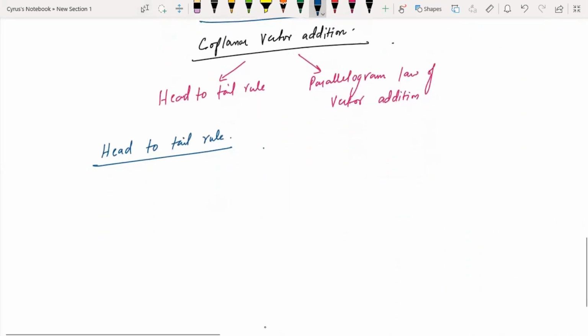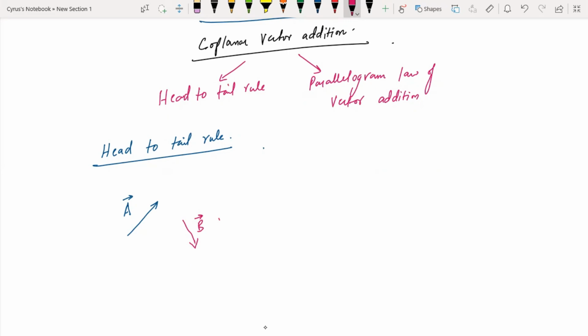I have a vector which is vector A like this, and I have another vector which is vector B, which is somewhere like this. Now what I have to find is the resultant of these two vectors. I mean, if I have two forces, one force is going in this direction and one force is going in this direction, I need to find the resultant of these two.